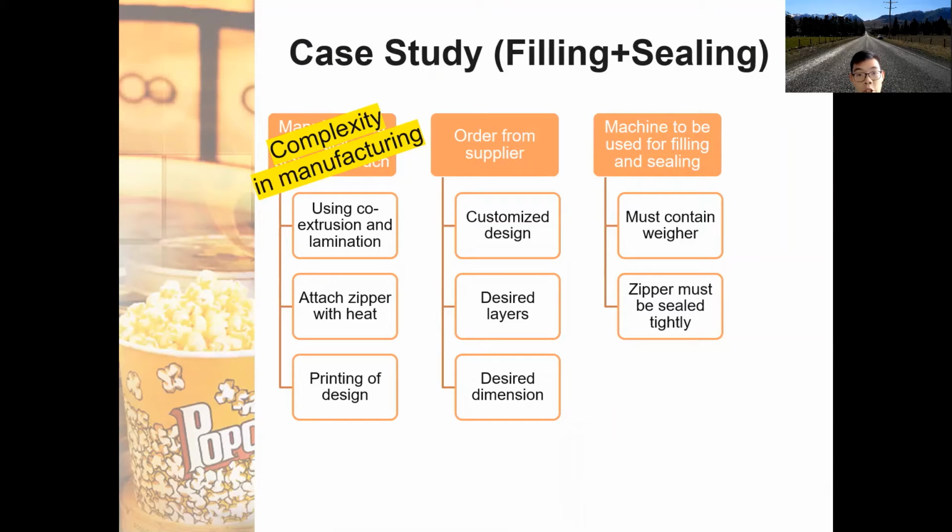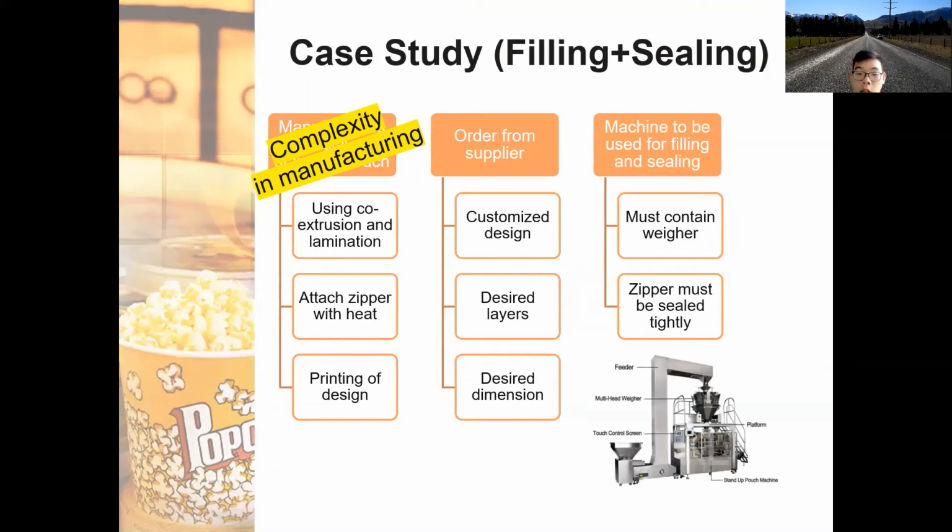Another concern is the machine to be used for the filling and sealing process. The machine must contain a weigher to weigh the popcorn accurately in a range of 100 grams, at least within plus or minus 10 grams. The zipper must also seal tightly to avoid moisture or air from entering the packaging. The solution is the VFFS machine, which stands for vertical form fill and seal machine. We'll talk about it later.